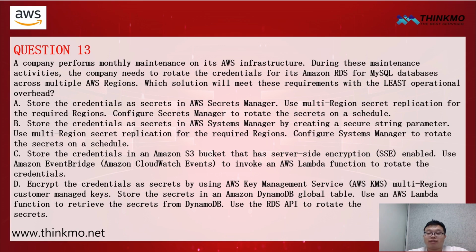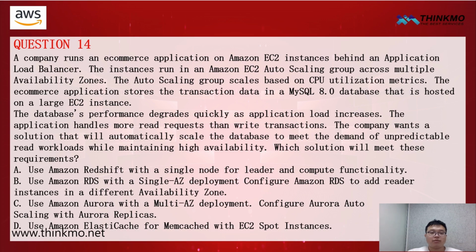Option C is about storing credentials in our S3 storage bucket and then using EventBridge and Lambda for rotation. In this case, you also need to write and maintain your own code, so the operational overhead is also relatively high. Option D is about using KMS to encrypt credentials and store them in a credentials table in our database. In this case, you also need to customize a rotation logic, which is quite complex and has a relatively high overhead. This is our question 13, so when option A alone meets the requirements, it's best to choose the simplest operational approach.